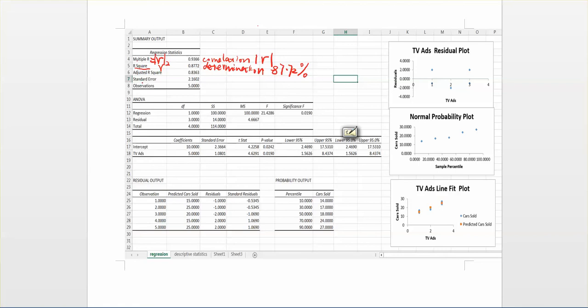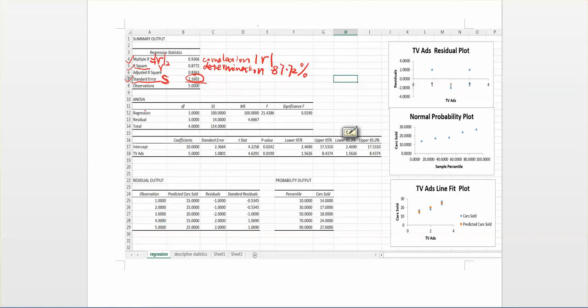The third statistic you need to notice is the standard error. The standard error here is what we learned in class as S. It is the standard error for our regression model, and we will use it to do the calculation for the confidence interval and prediction interval for Y. So you need to know multiple R, R squared, and standard error in the first table of the regression output.